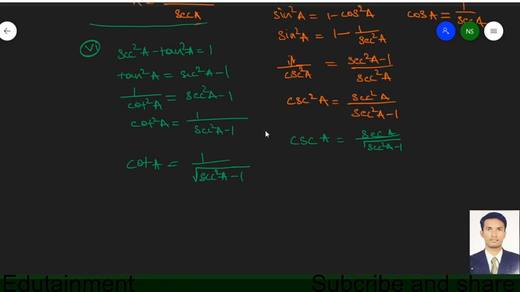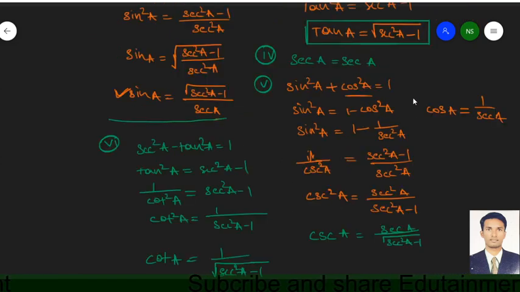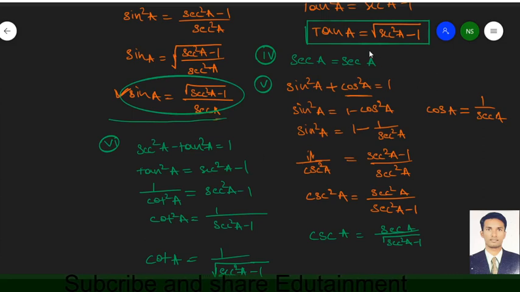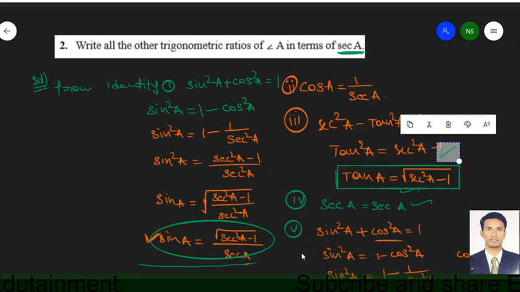Okay, so we have almost converted every trigonometric ratio in terms of secant. Here sin A is equal to, and this is tan, this is secant, this is cosecant, this is cos, this is cot. Okay, all those we converted here. Yeah, let us move to the next question.